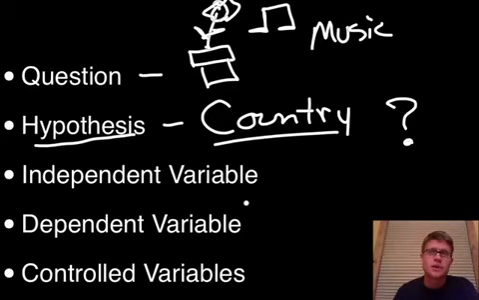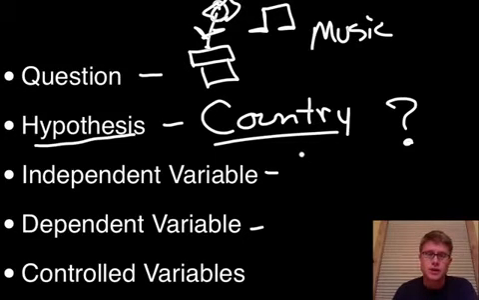Next up is an independent variable, and so in an experiment the question will always tell you what the two variables are. And so listen carefully as I say that. I want to determine how the type of music affects plant growth. I don't know if you heard that, but there are two variables inside there. One was the type of music, and the other one is plant growth.